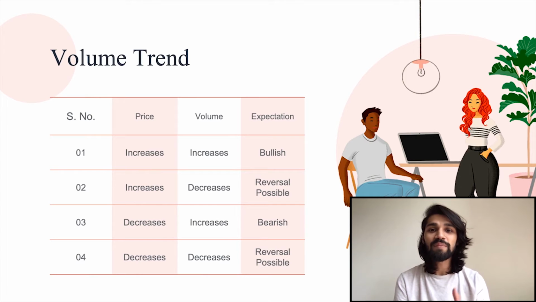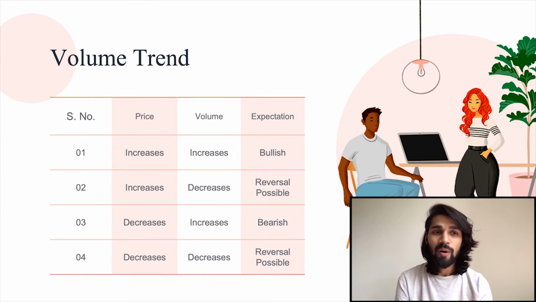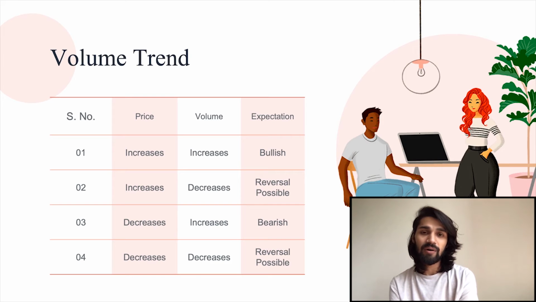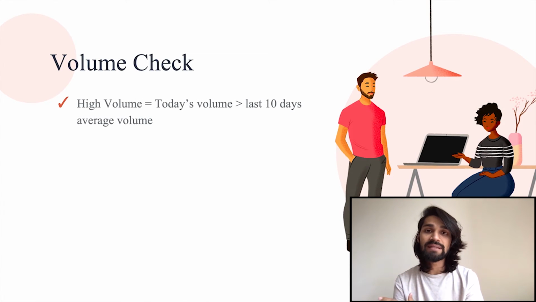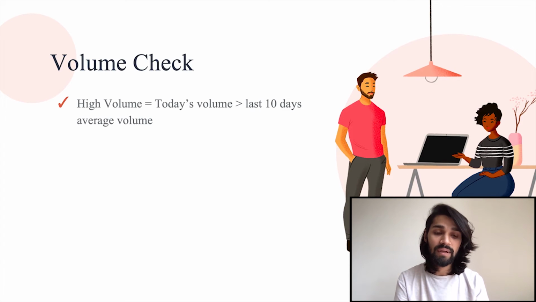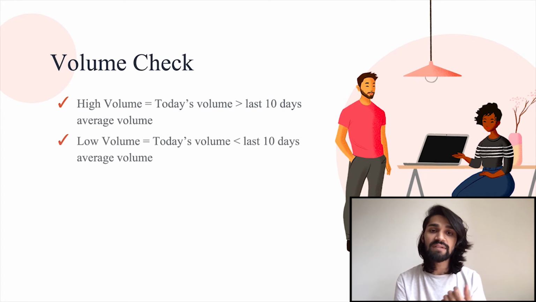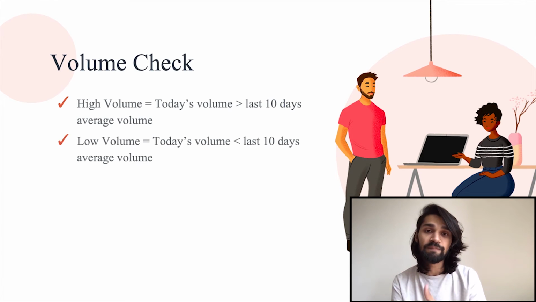Now when I say the volume is increasing or decreasing, what reference point am I using? Has the volume increased more than yesterday or the day before yesterday? What is my reference point exactly? The basic rule of thumb is that you take an average of the last 10 days. The volume is considered high if today's volume is greater than the last 10 days average volume. The volume is low if today's volume is lesser than the last 10 days average, and the volume is average if today's volume is equal to the last 10 days average volume.